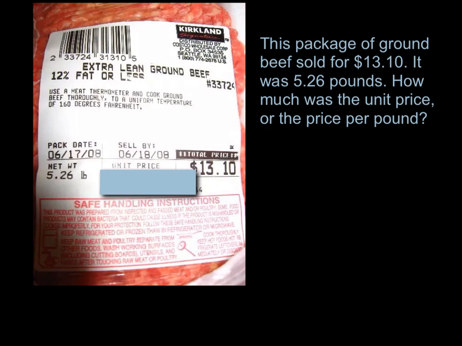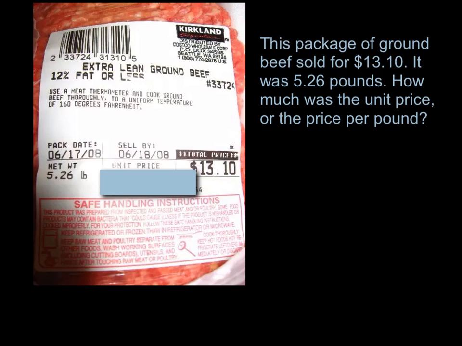Here's a real-world example of why you might need to know how to divide decimals. This package of ground beef sold for $13.10 at Costco. It was 5.26 pounds of ground beef. How much was the unit price, or the price per pound?